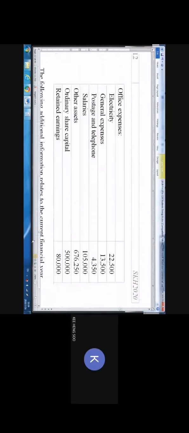Instead of page 11, you need to show it like that. Listen here, in the exam, don't show like that. Just show this figure, 25,900, will do. Understand? That means this one, I don't want. You just show gross profit plus the manufacturing profit 25,900, will do.